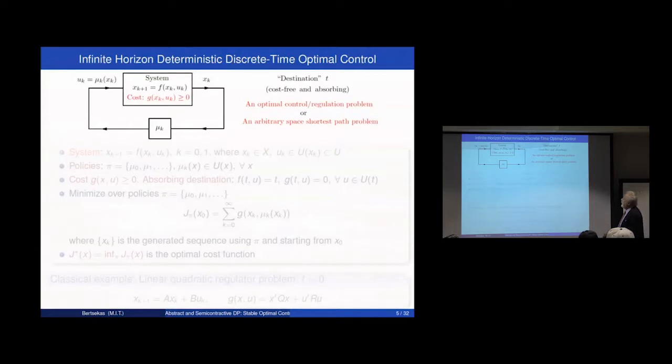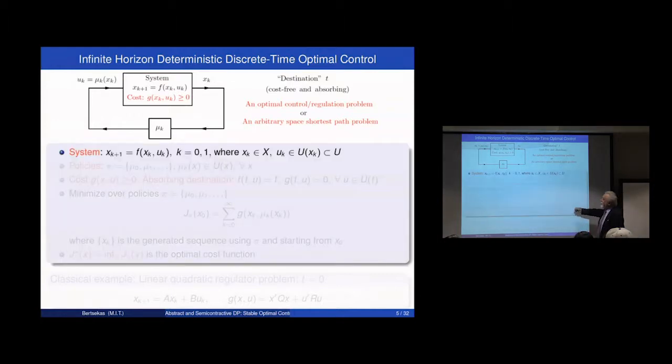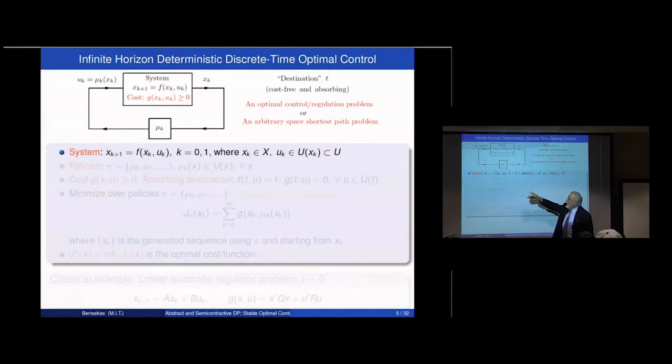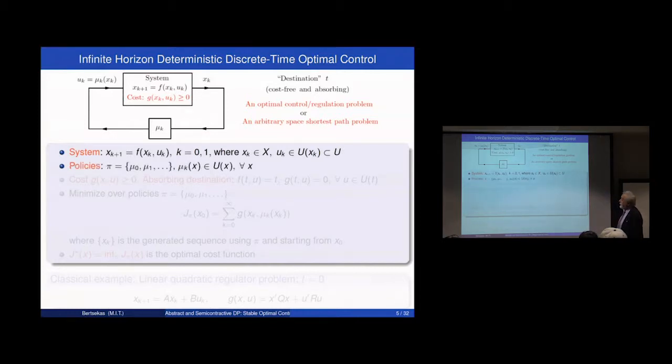Okay. So here's the problem I want to start with. It's a classical deterministic discrete time optimal control problem. You have a system whose state at time k is denoted x_k, and the control at time k is denoted u_k. It must satisfy a certain constraint that depends on the state. And there is this system equation relating the next state at time k+1 with the current state x_k and the control u_k.